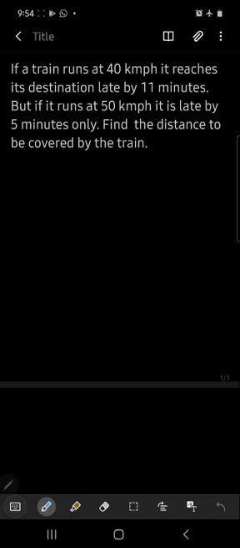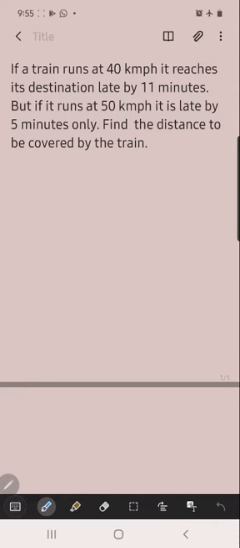Listen carefully, and we can observe here, the train runs at 40 kilometers per hour, 11 minutes late. Second situation, if the train runs at 50 kilometers per hour, that means the speed is increased, so it takes less time. That is only 5 minutes late. Now what we are going to find is the distance to be covered by the train. So distance is the unknown quantity here, so we have to take it as x.